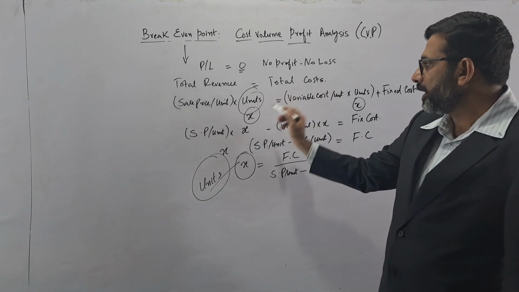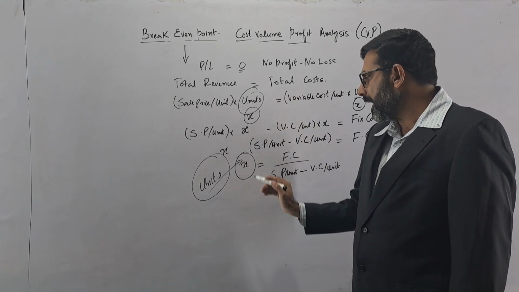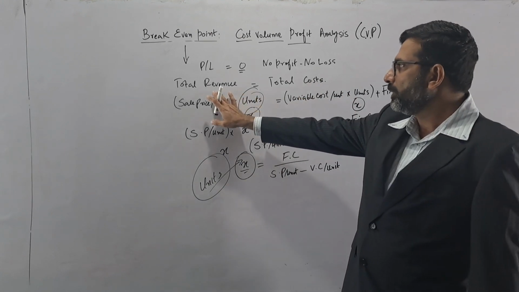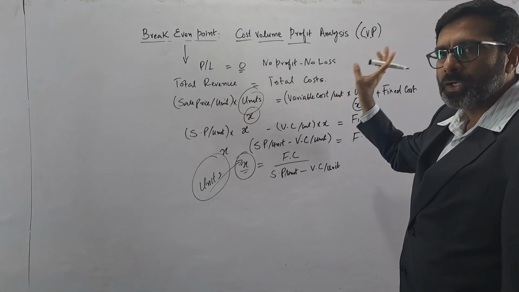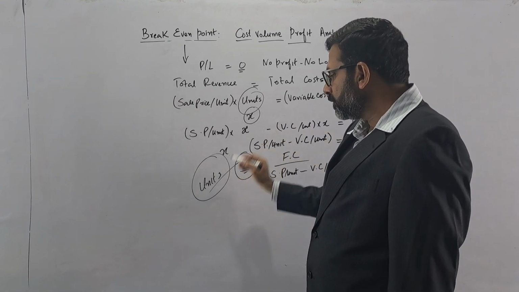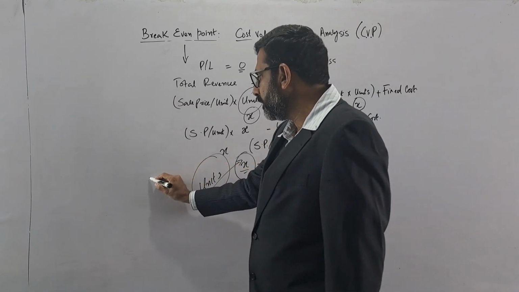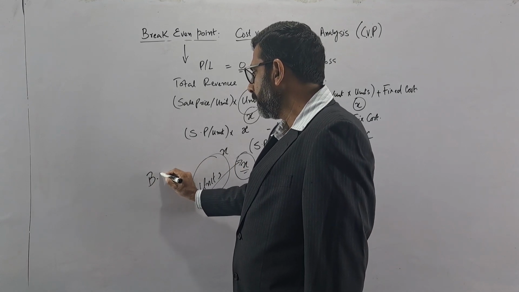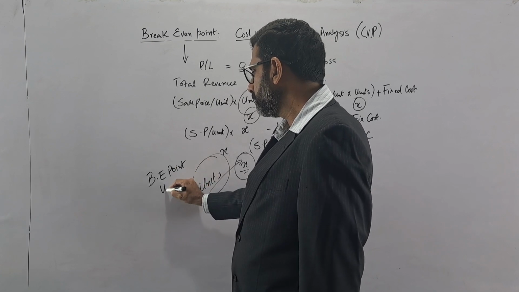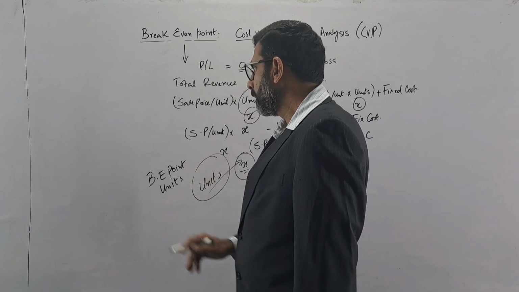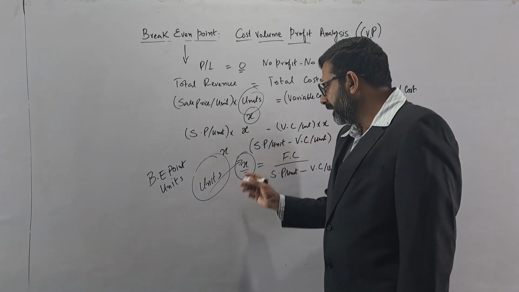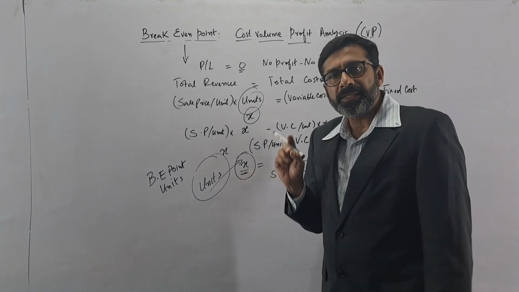So here the number of units is the x, and what does this x mean? These are the number of units where the total revenue of the business is equal to the total cost of the business. So this is the number of units, or in a simple way, the break-even point units. Break-even point units means the number of units they will be selling.